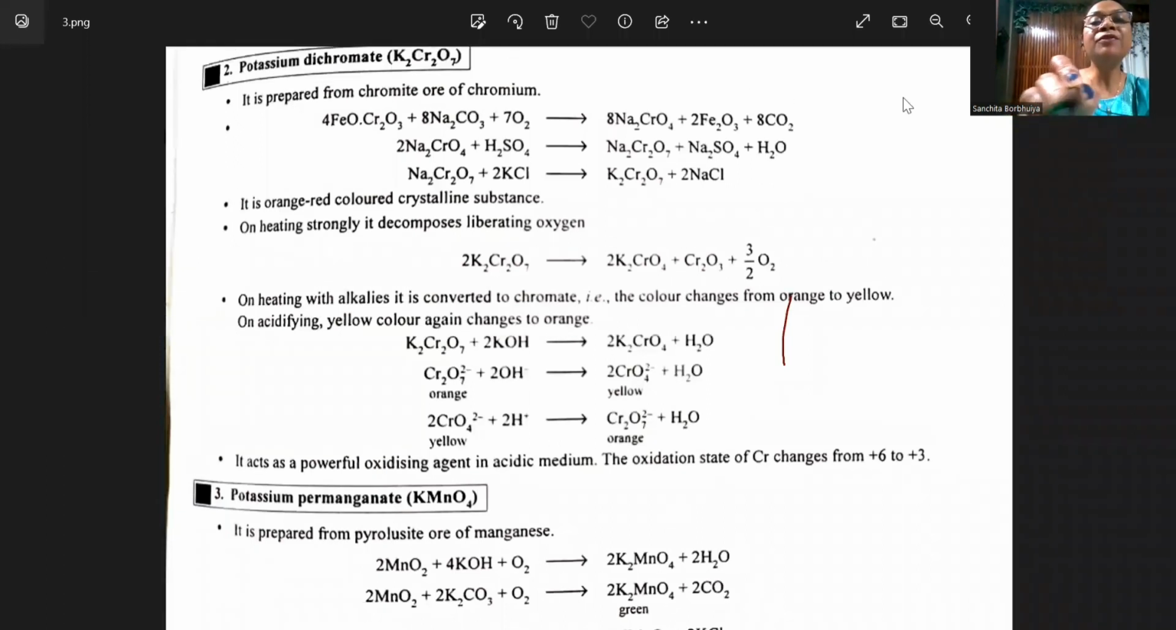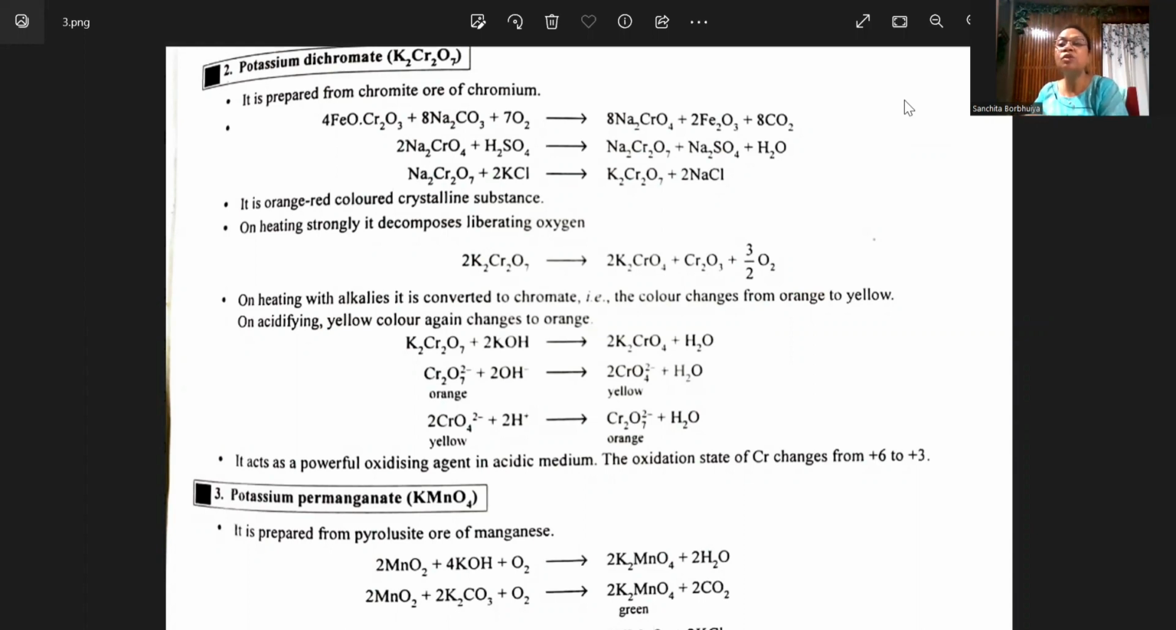So it can be prepared from chromite ore. What is chromite ore? FeO.Cr2O3, or you can write it as FeCr2O4. So you take FeCr2O4 and add sodium carbonate and oxygen, and you get sodium chromate along with Fe2O3 and CO2.